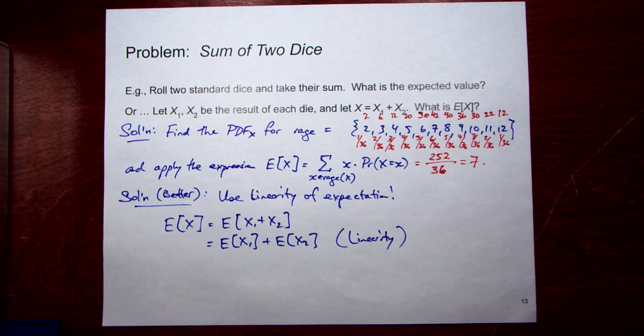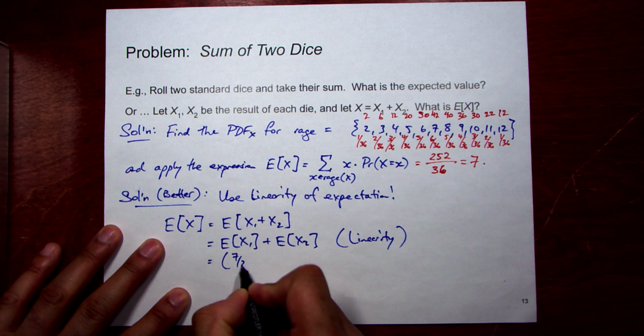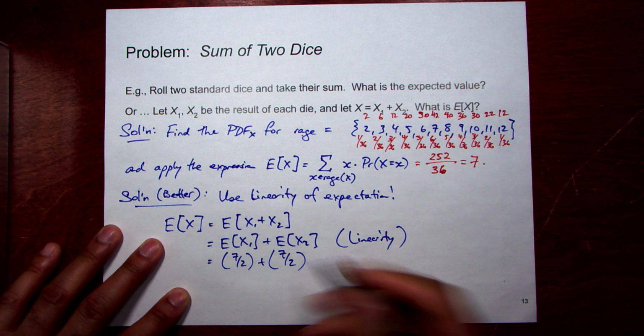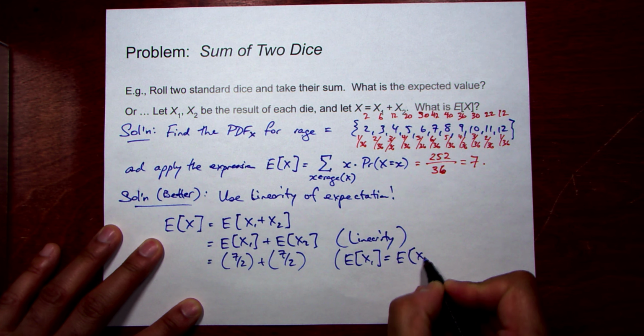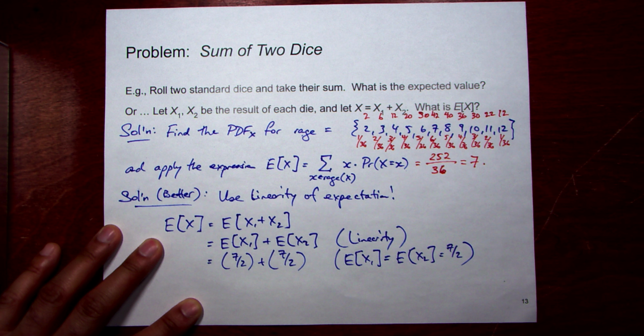And we know what the expectation of one die is. We computed that earlier, right? So the average roll that you get is 3.5. Okay, so that's something that we did earlier. And that's equal to 7.